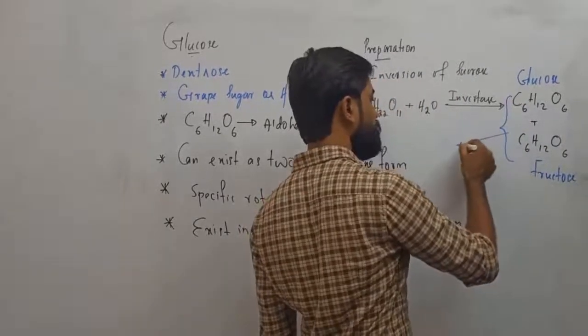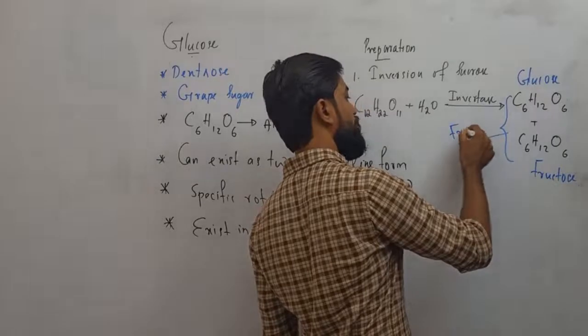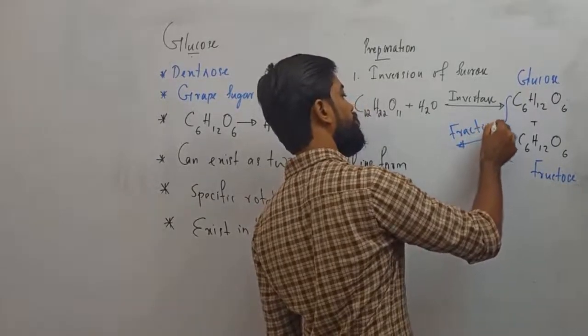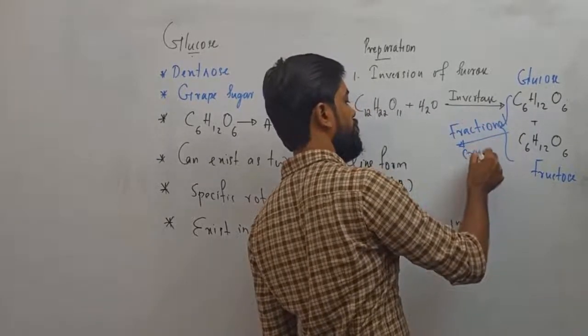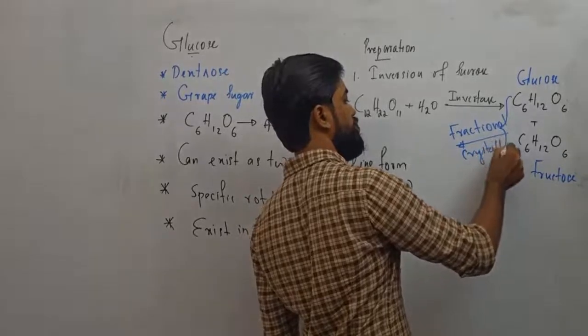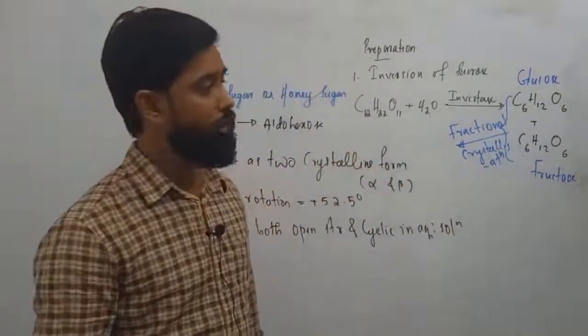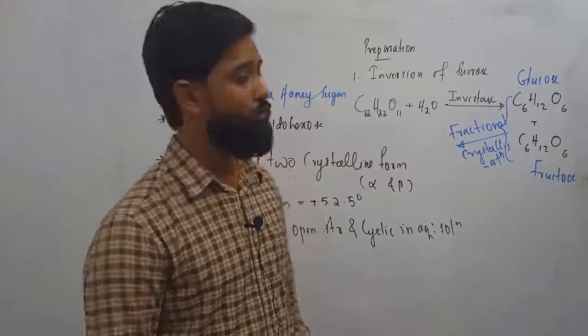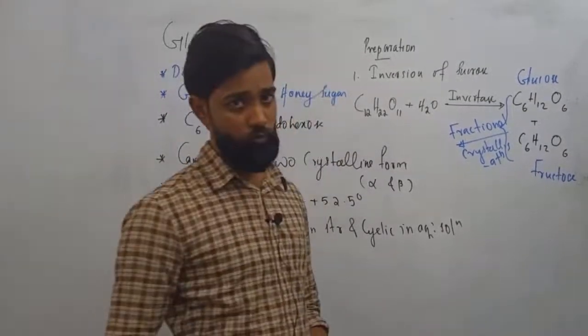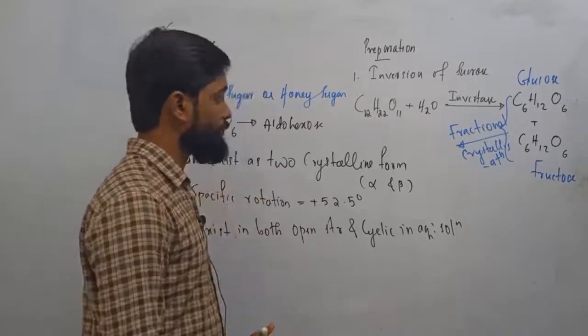By means of fractional crystallization, we can separate the mixture, the glucose from the fructose. So this is the first method of preparation of glucose.